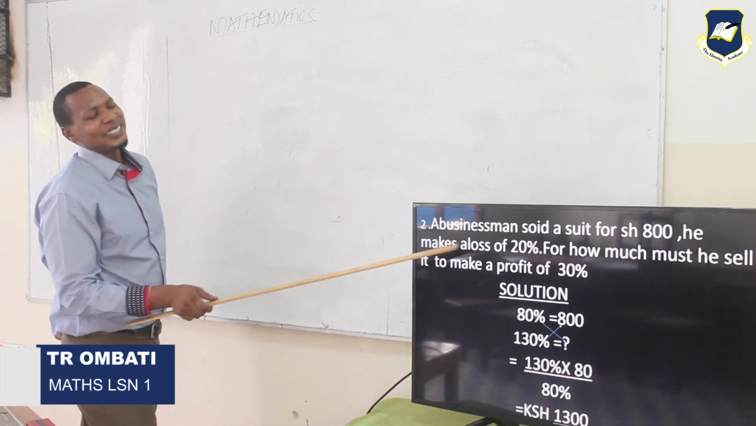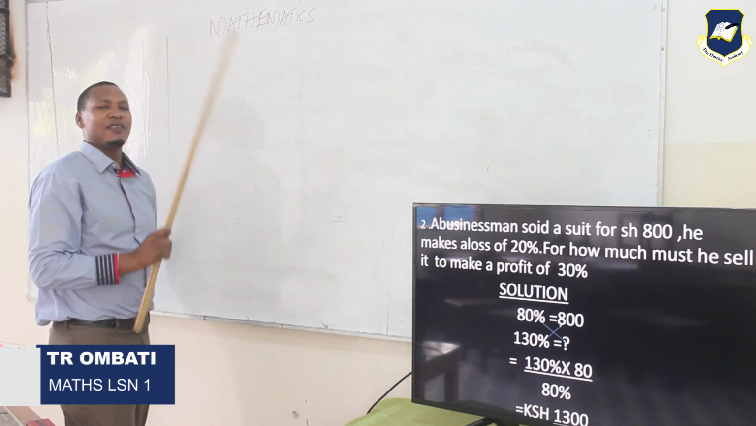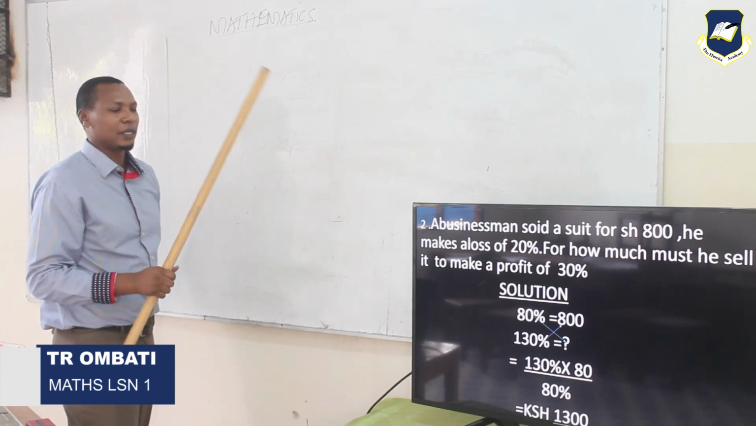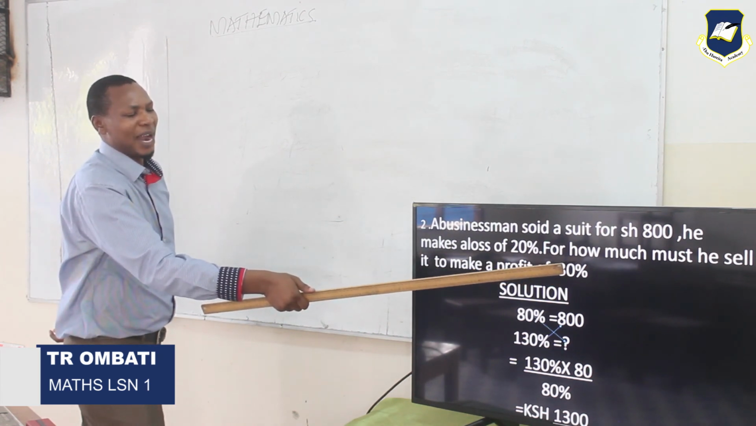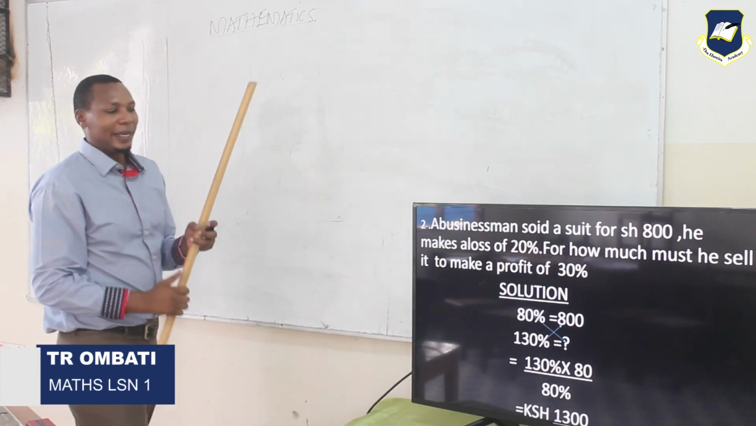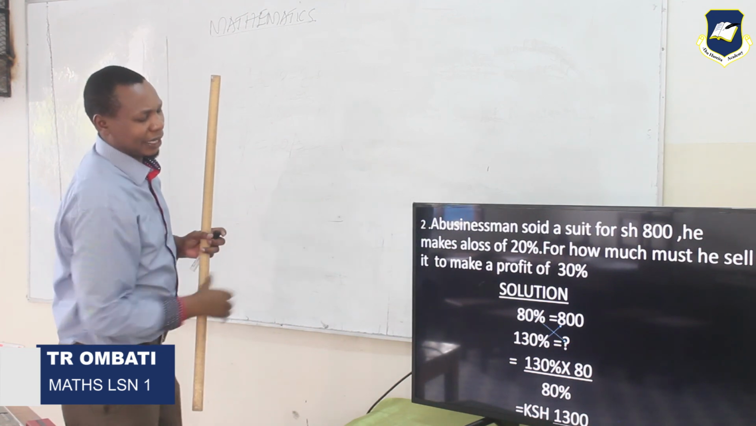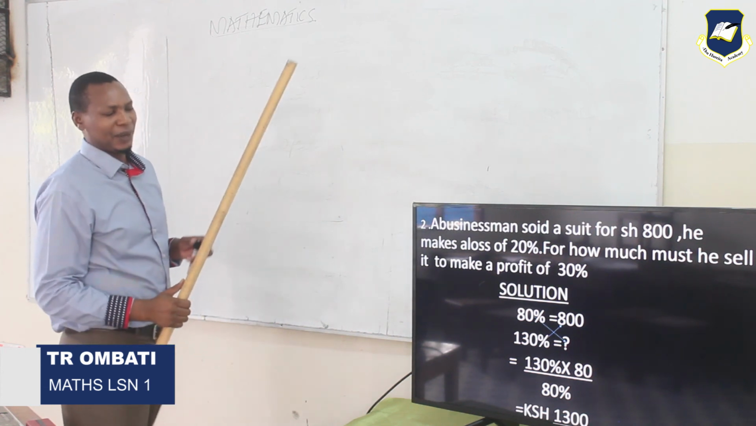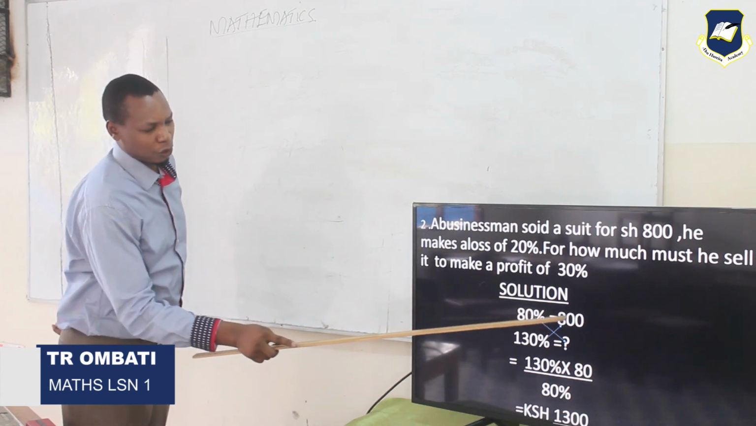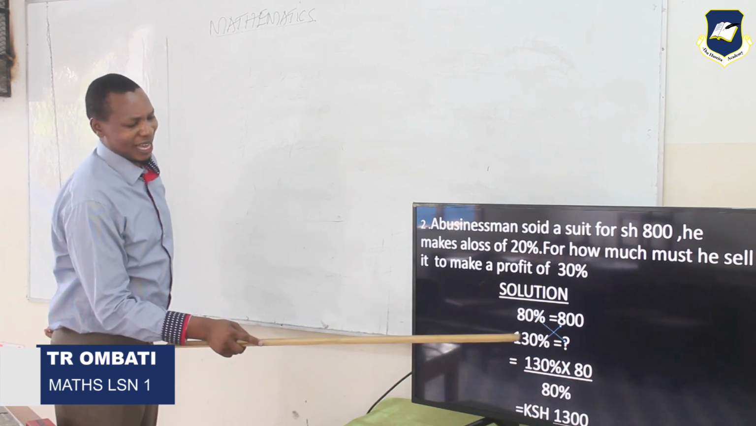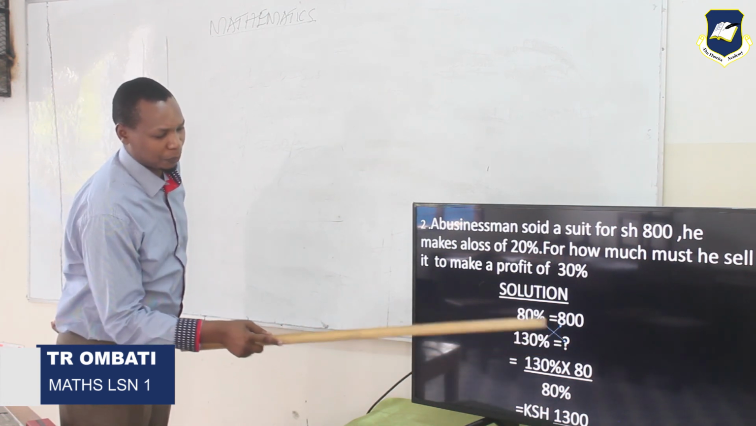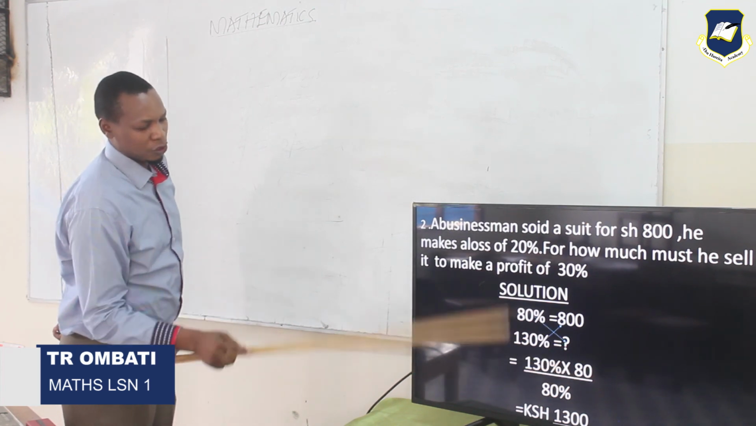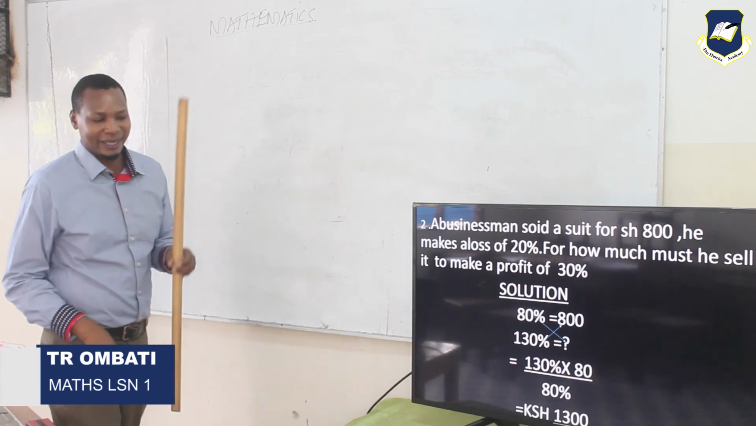So how much must he sell it to make a profit of 30%? If someone has got a profit, it means he sells more than the buying price. So 30% more than the buying price. The buying price is 100%. So 100 plus 30, we get 130%. So we have 80% is equal to 800. 130% is equal to what? You cross multiply here, you get 130 multiplied by 800 divided by 80. So you are able to get 1,300 shillings.